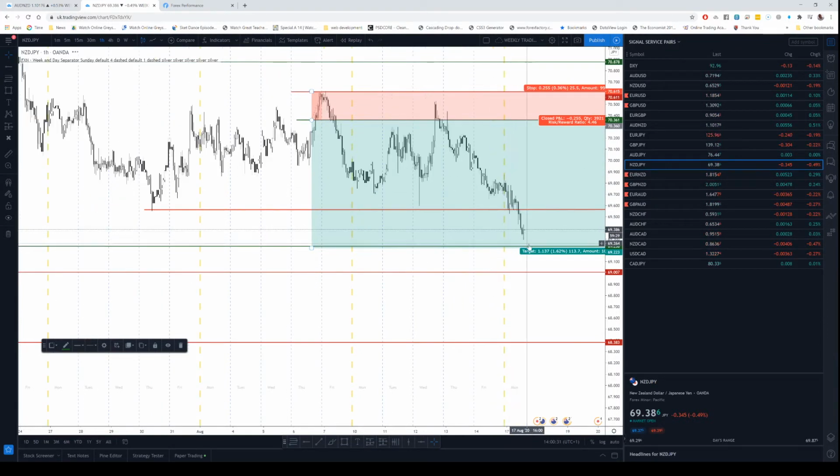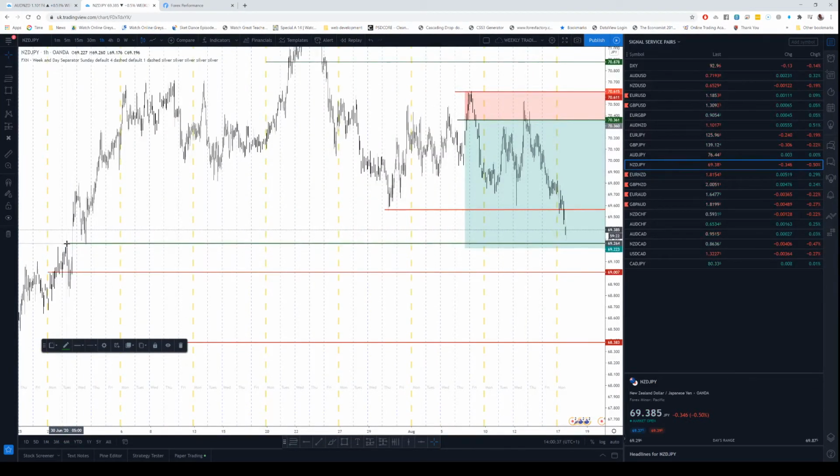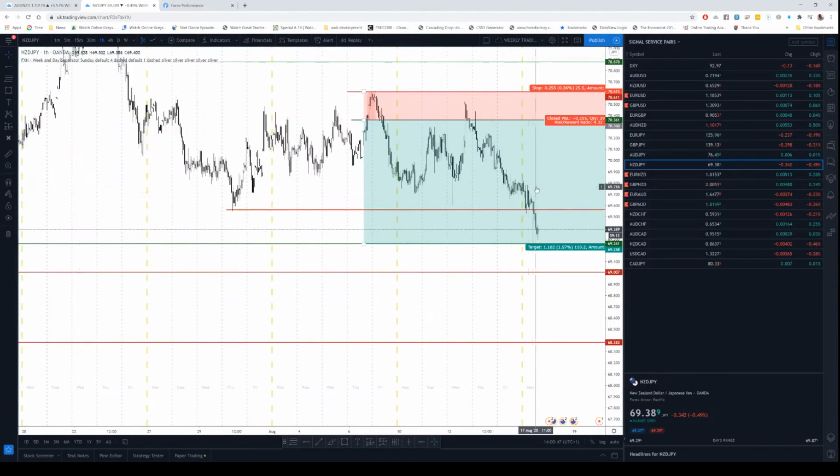I still fancy this level as our main target. Okay, this one here to be taken. I still fancy that low to be taken. So if you are still short, just hold on to it, and then let that low be taken.